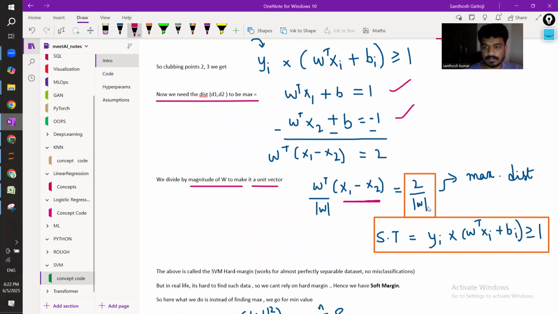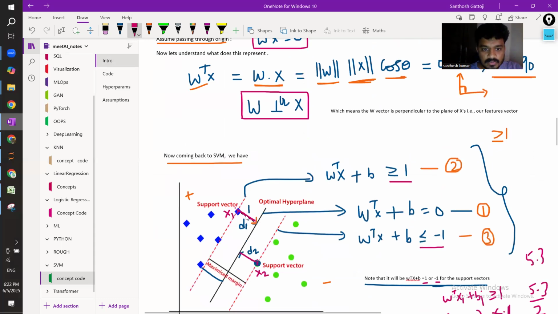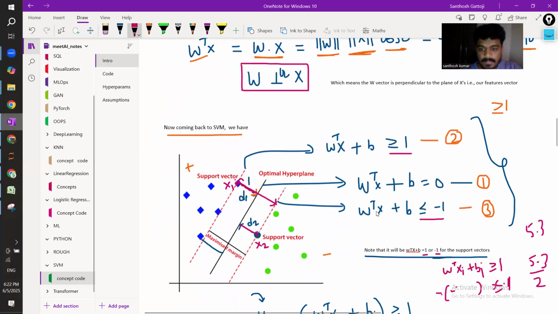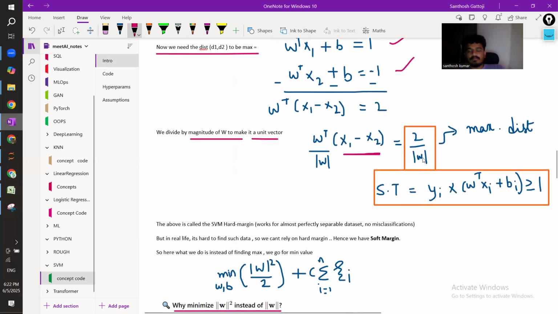So this is the magnitude between two vectors, two points, x1 and x2. The distance between these two points, the distance between x1 and x2, this distance, is what? 2 by magnitude of W.